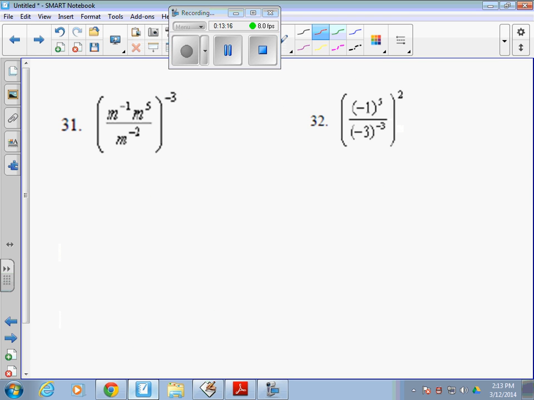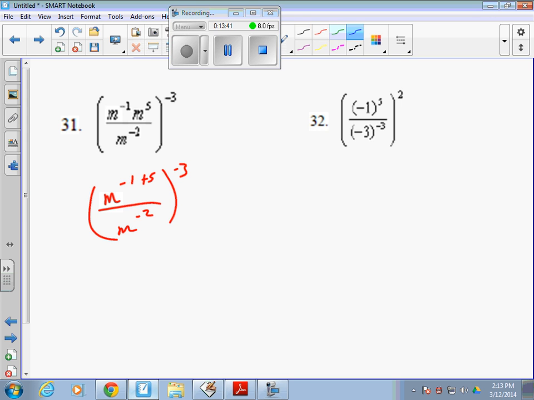M to the negative 1, M to the 5th, divided by M to the negative 2, everything being raised to the negative 3rd power. Well, they're all M, so you can simplify what's inside first. You have M to the negative 1 times M to the 5th, which means M to the negative 1 plus 5, over M to the negative 2. All of that's being raised to the negative 3rd power.